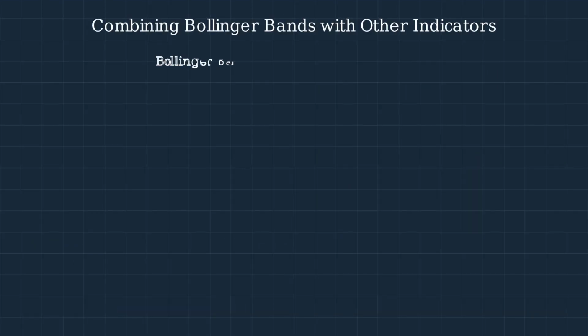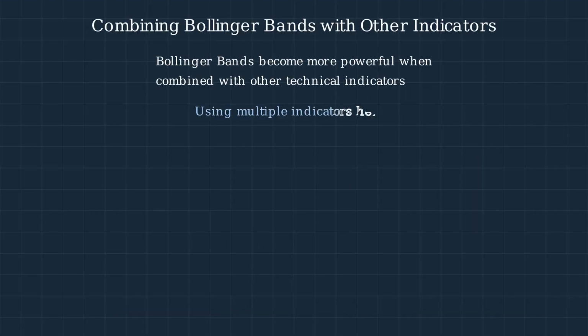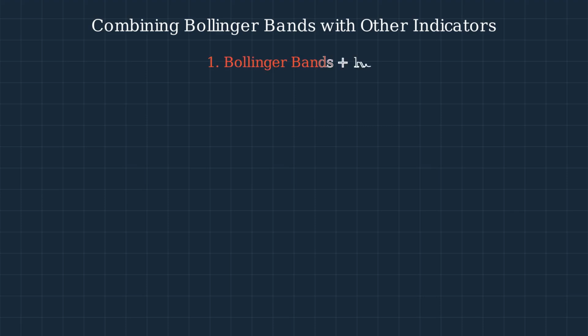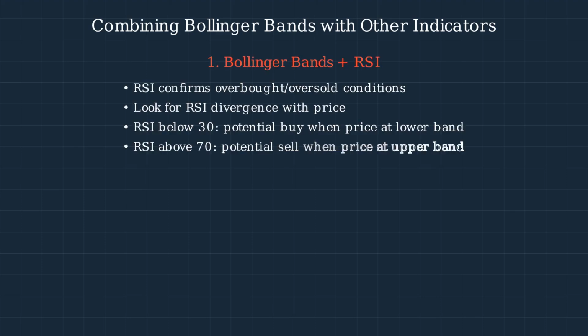Bollinger Bands become more powerful when combined with other technical indicators. Using multiple indicators helps confirm trading signals, filter out false signals, and increase the probability of successful trades. The first powerful combination is Bollinger Bands with the Relative Strength Index, or RSI.